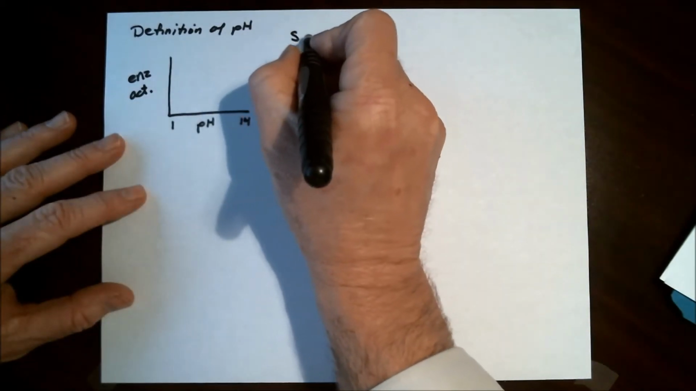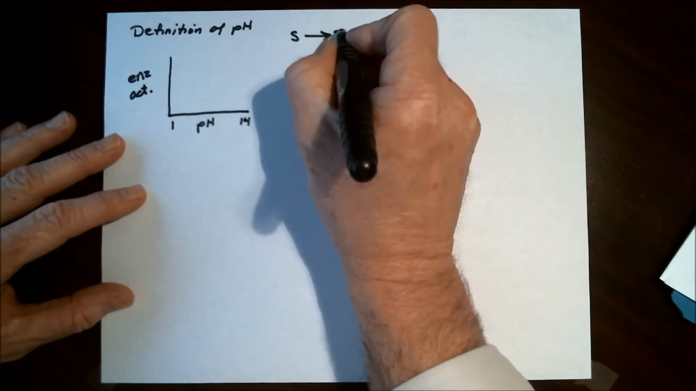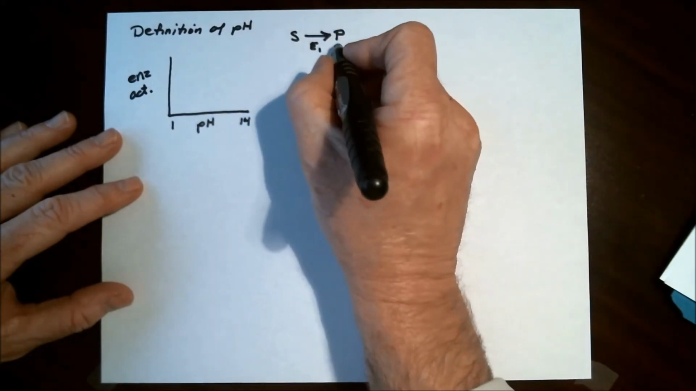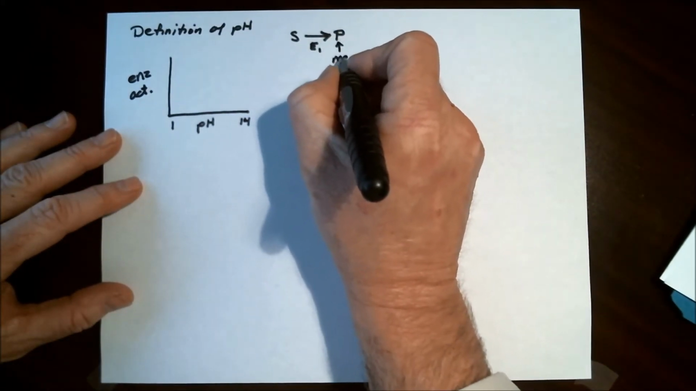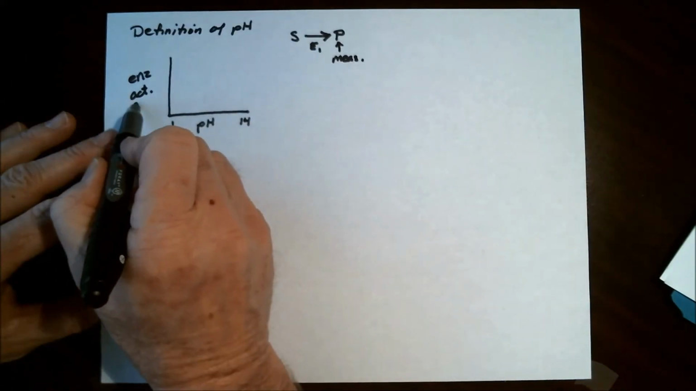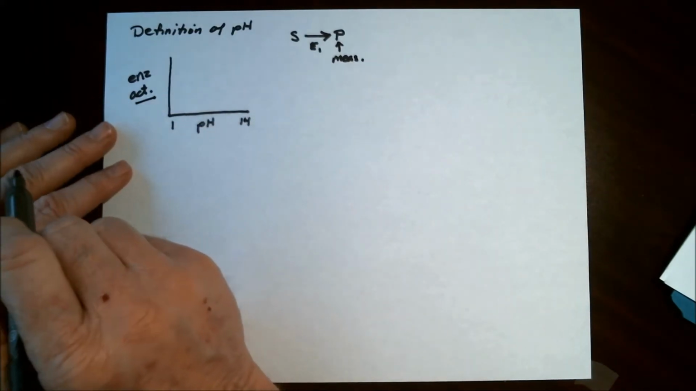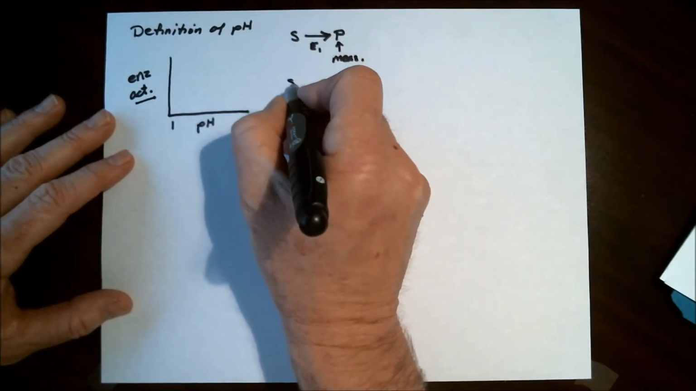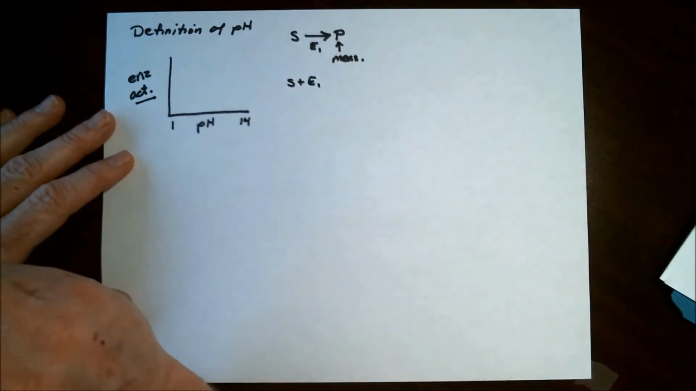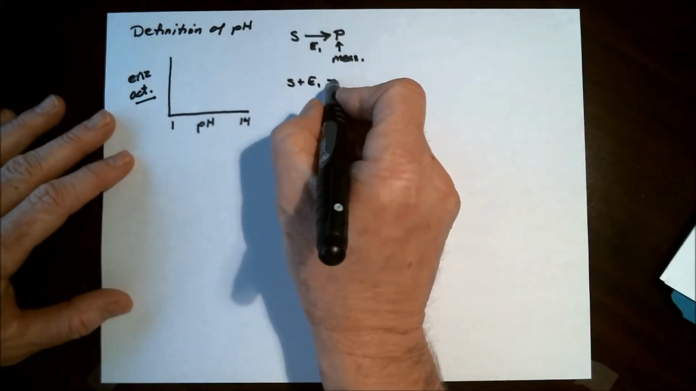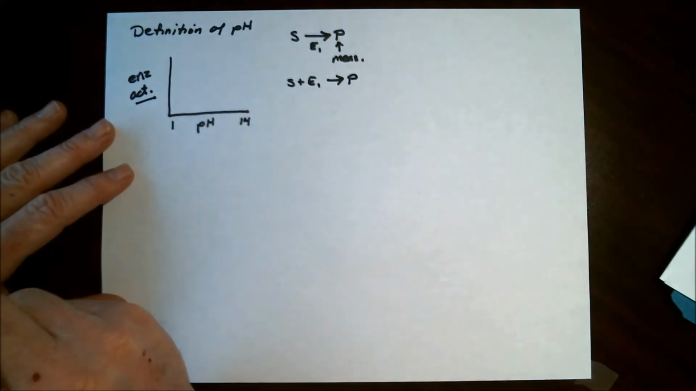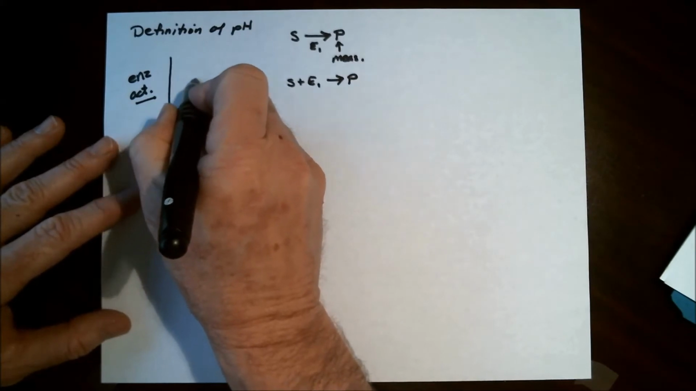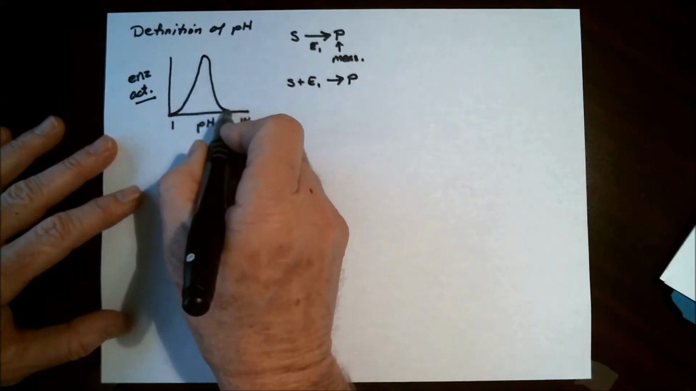So enzymes will catalyze the transformation of a substrate to a product. This product we can measure. And if we can measure this, then we can measure enzyme activity. So essentially, in this particular experiment, what we're doing is we're mixing substrate plus enzyme, and we're going to measure the product formed. Now, if we do this at varying pHs, what we find out is that enzymes will have what's called a pH optimum.